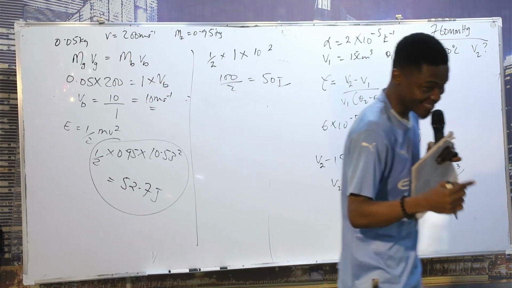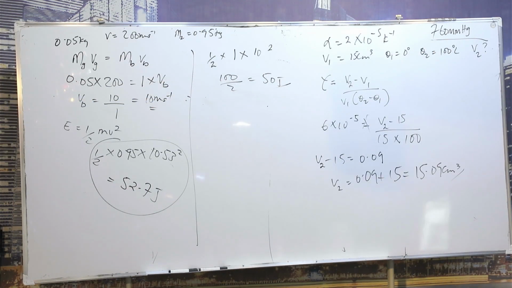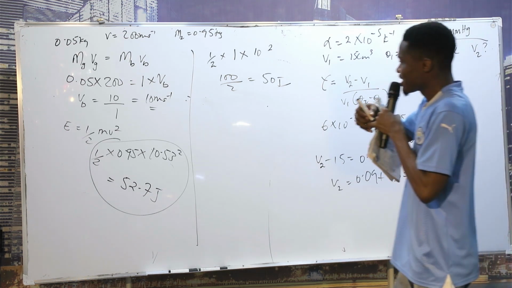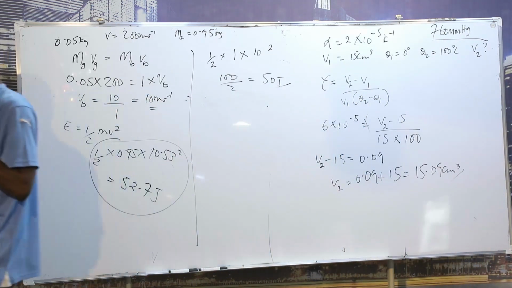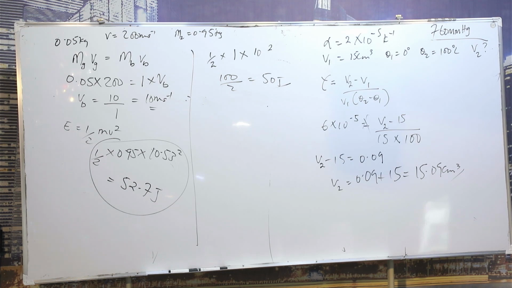But you are not supposed to be redoing this in JAMB. Once you get 50 and 50 is in the options, you pick it. Don't go and resolve and resolve, because that is the time you would use to solve 3 questions. I am using it on 1.